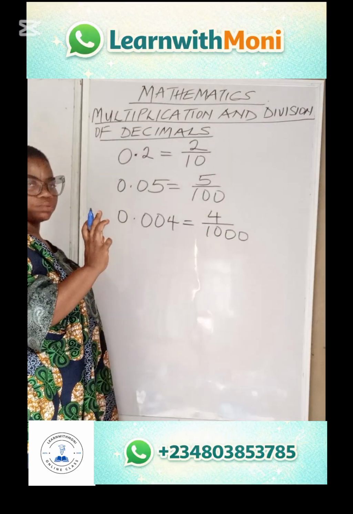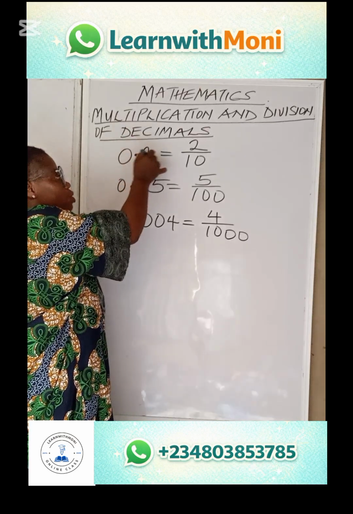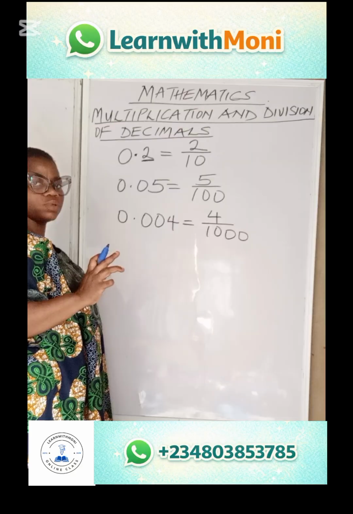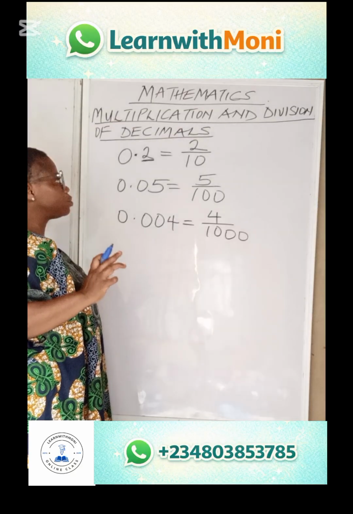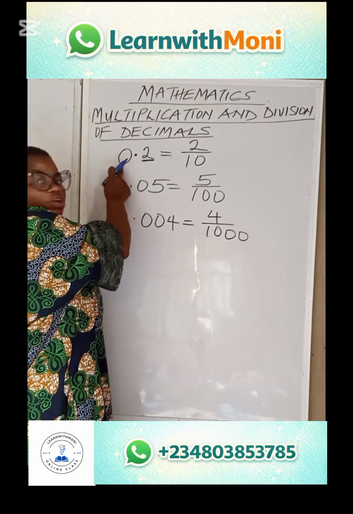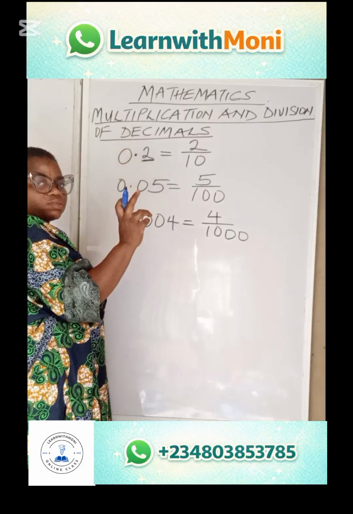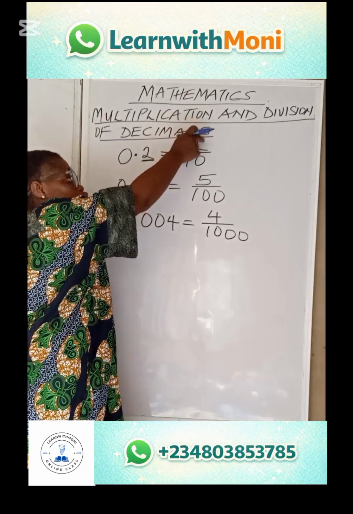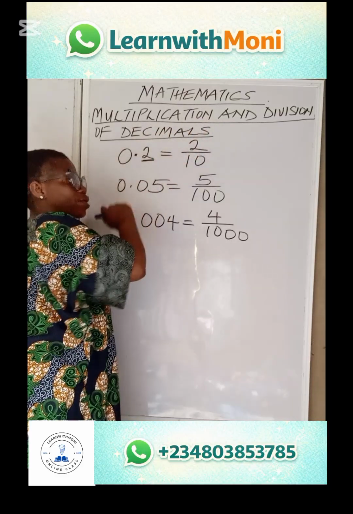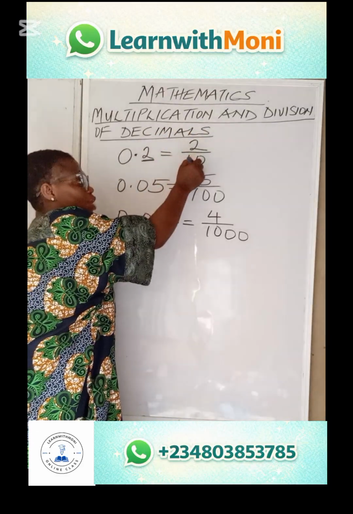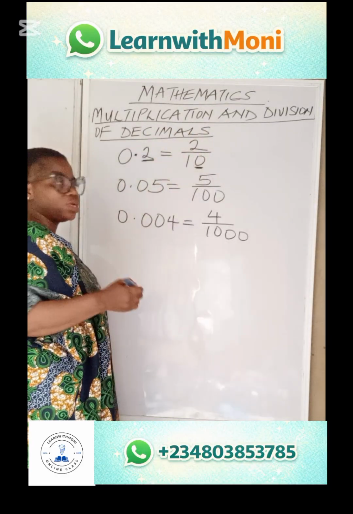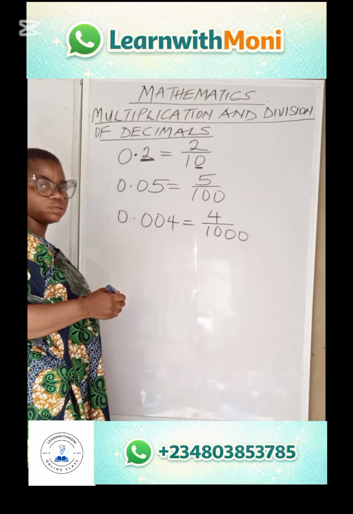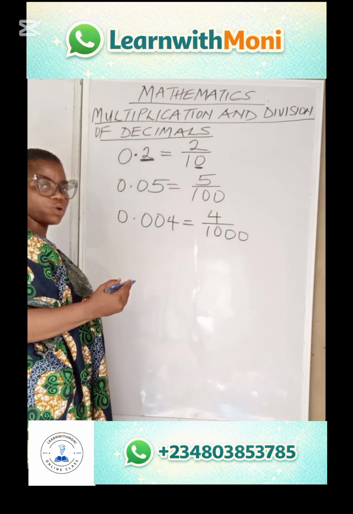It's very simple. Just write from the first non-zero digit. In this case, this is the first digit, but it is 0, so I won't write it. I will write from the first non-zero digit, and that is 2. I have written it up here. The number of zeros you will have at the denominator depends on the number of digits you have at the back of the decimal point. That is the number of decimal places you have.